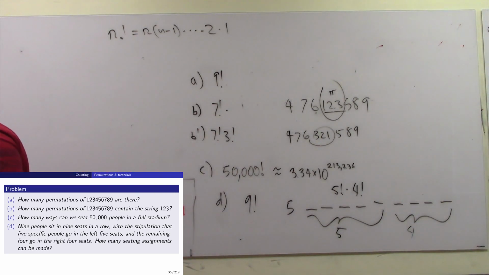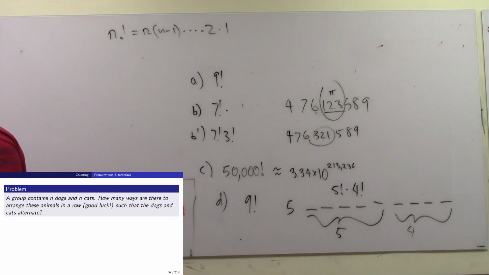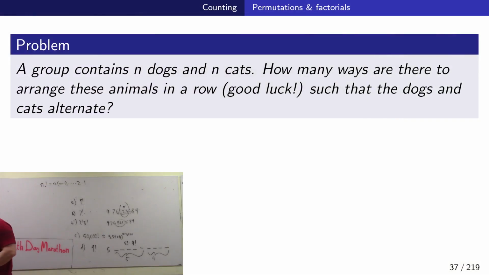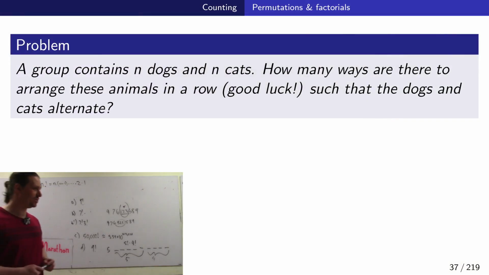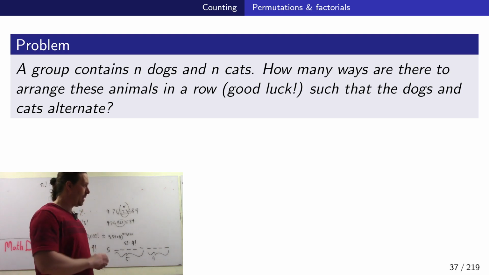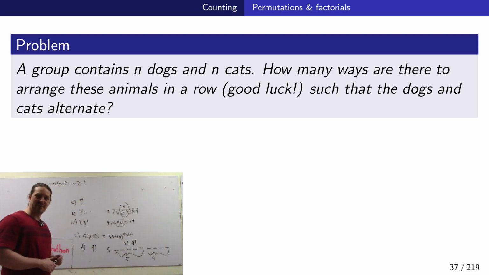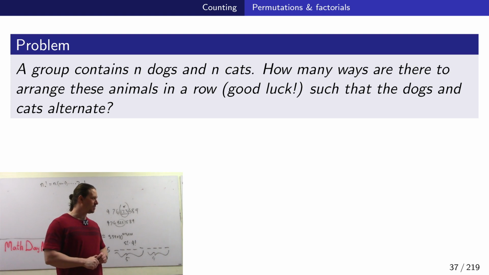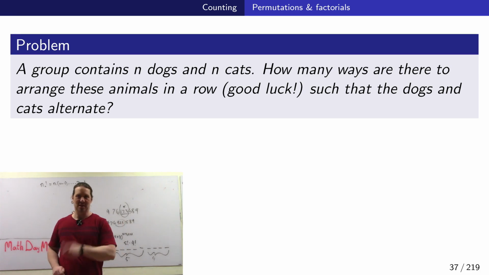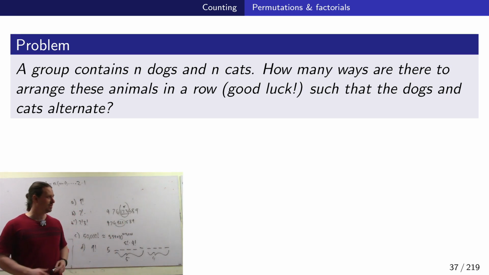Okay, I think it's going to be perfect here. So let me answer one more question and then do the capstone here. All right, so let's say we have a group of n cats and n dogs, and we want to arrange them in alternating fashion. Dog, cat, dog, cat, dog, cat, or cat, dog, cat, dog, cat, dog.